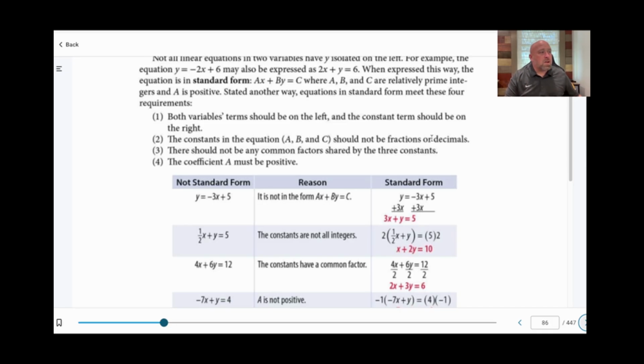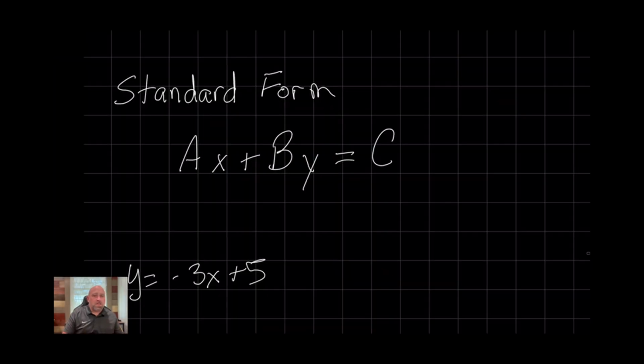And then the last one, the coefficient a must be positive. In other words, it can't start with a negative. Okay, so let me show you this here. So here is standard form. And so the different things that we talked about would be that the x and the y are on the left-hand side. Okay, the a is positive. Now, if it doesn't have a sign, then it means it's positive. If you have this, that is not standard form. Okay. The other thing is that there's no fraction. So if we had a 1/2 a, then that would not be in standard form.